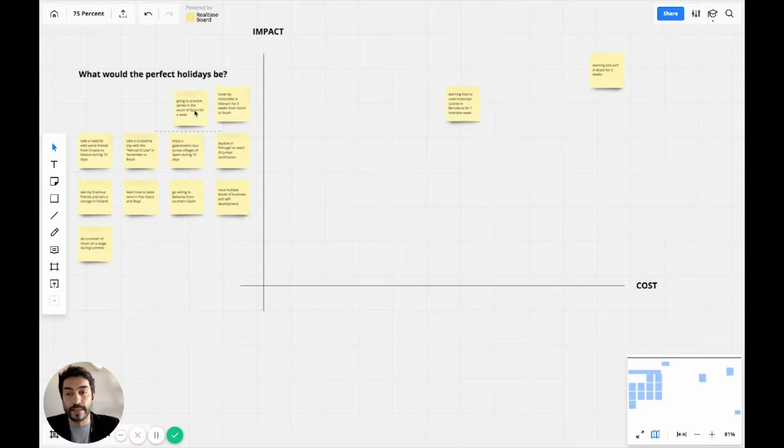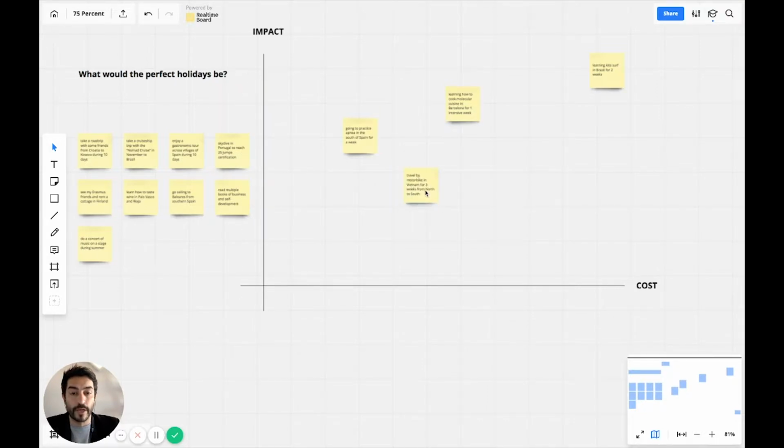Going to practice apnea in the south of Spain for a week. Apnea is a pretty cheap thing to do. Actually, you just need the equipment, and I already have the equipment. So the cost would be quite low in my case, more to the left. The impact of such holidays is actually very high as well for me. I'm pretty happy to do that for a week.